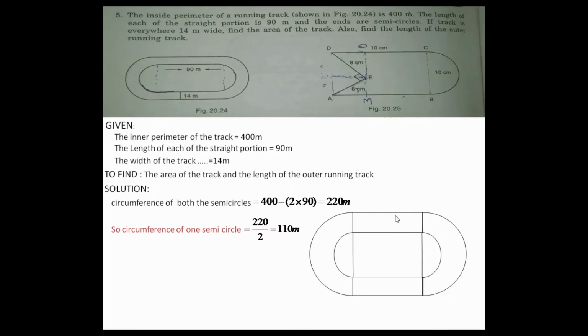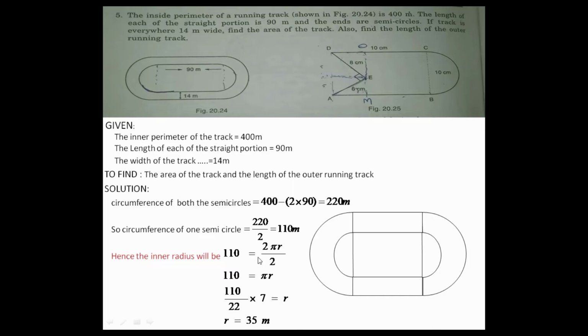Now, for the sake of simplicity, I have divided this whole infrastructure into rectangles and semicircles. Here I have completed my goal to carry out the radius of the inner semicircle. What have I done? I carried out the circumference of one semicircle, and after that I wanted to know the radius. What is the radius of the semicircle which has this circumference 110 meter?